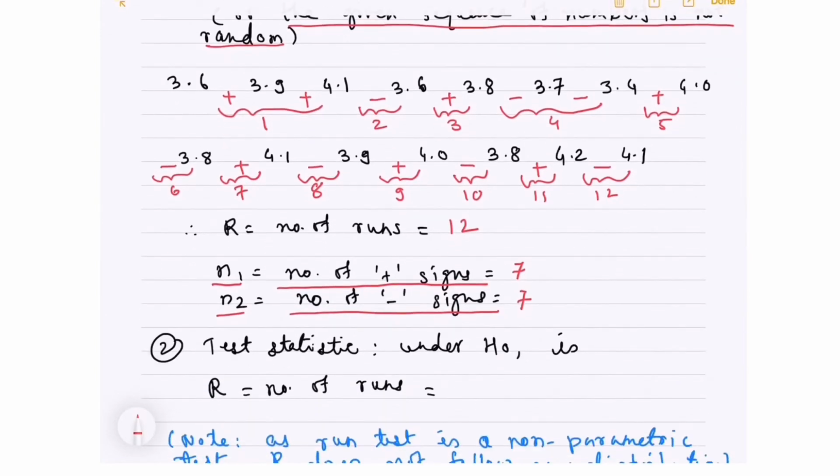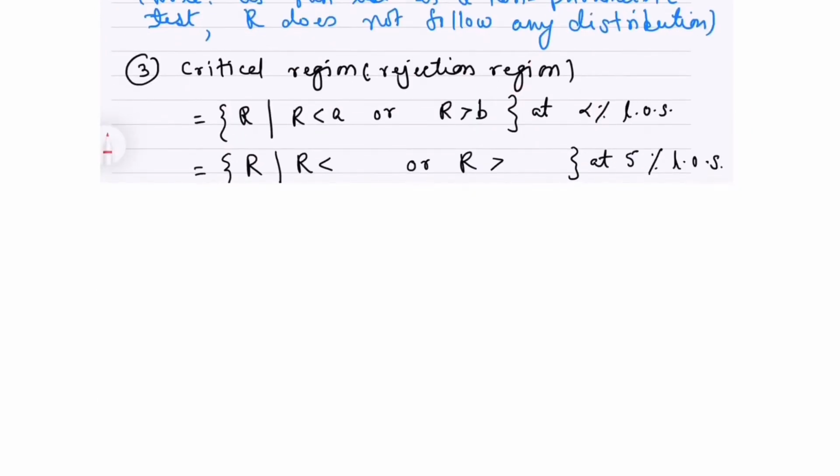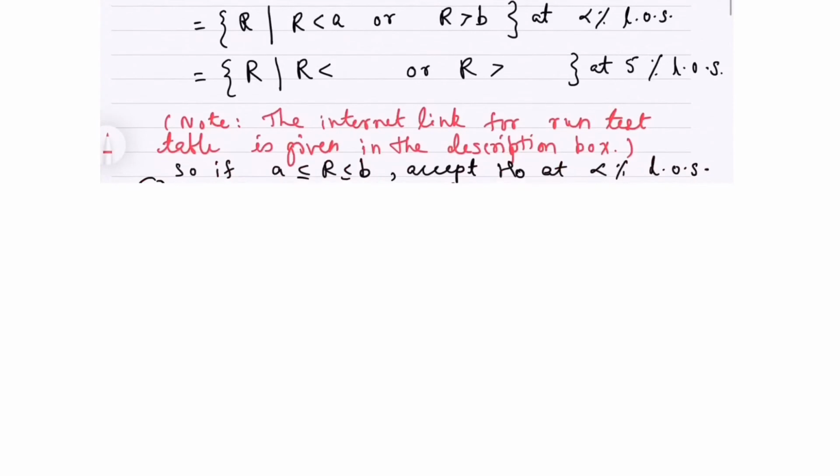Next, the second step in testing of hypothesis is to write the test statistic under H0. It is given by 12. Third step, as we know now, is the critical region, also known as rejection region. It is given by the set of all R such that R is less than A or R is greater than B at alpha % LOS. Now our level of significance is given as 5%.